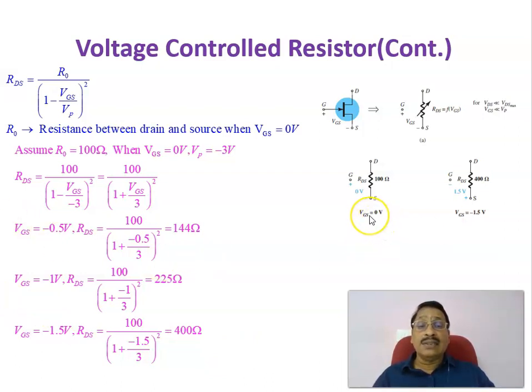For example, in this case, VGS equal to 0, it is equal to 100 ohm. When VGS is equal to, say, minus 1.5, it is equal to 400 ohm. The source to drain resistance is varying as the gate to source voltage is changing. So it is working as a variable resistor. That is, in the ohmic region, the JFET is working as a variable resistor that is controlled by voltage. That is why it is a voltage controlled resistance. By changing the gate to source voltage, you can vary the resistance between source to drain. That is called a voltage controlled resistor.